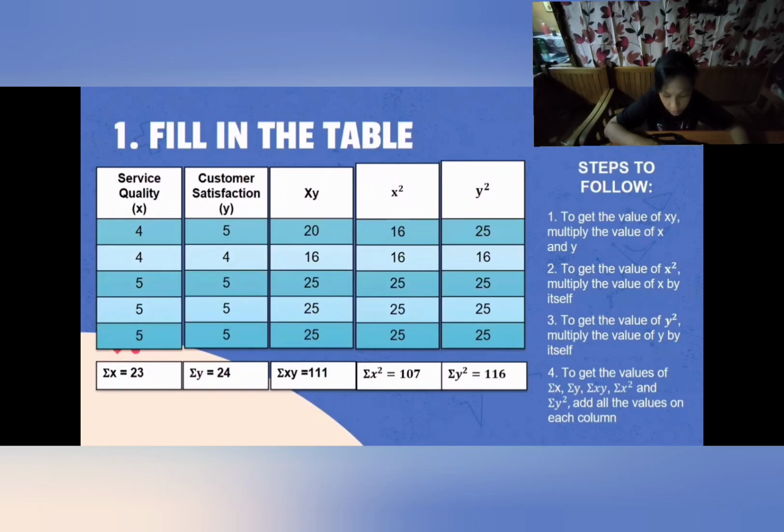4 times 5, that's 20. 4 times 4, that's 16. 5 times 5, that's 25. 5 times 5, that's 25. And 5 times 5, that is 25.